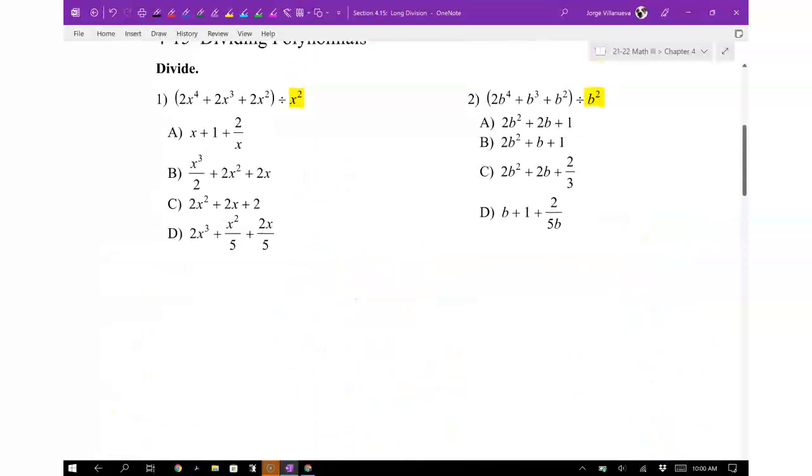you're going to want to write 2x to the 4th divided by x squared plus 2x cubed divided by x squared plus 2x squared divided by x squared. That's you breaking it up. To break up number 2, you're going to write 2b to the 4th divided by b squared plus b cubed divided by b squared plus b squared divided by b squared.